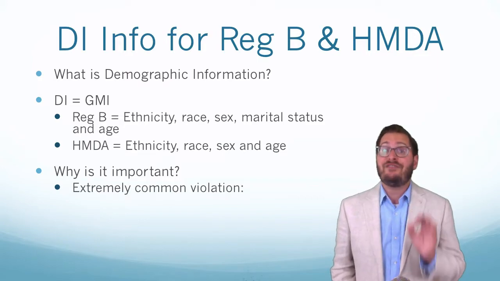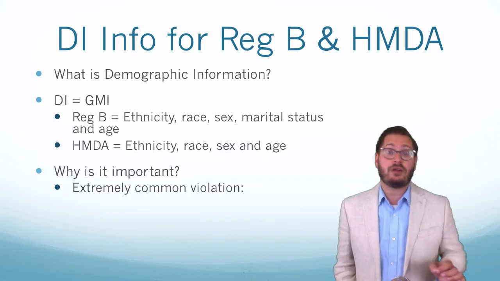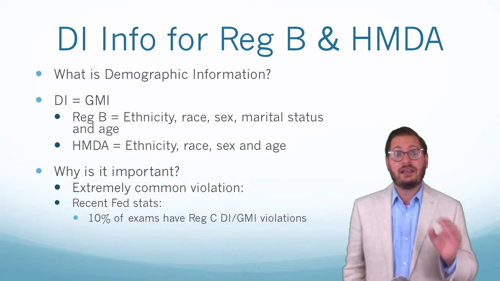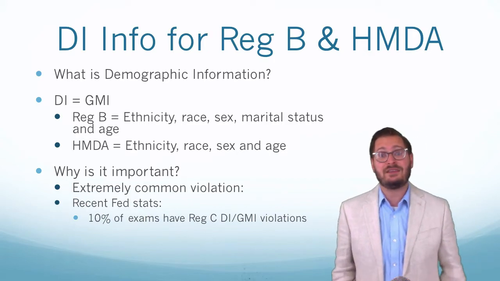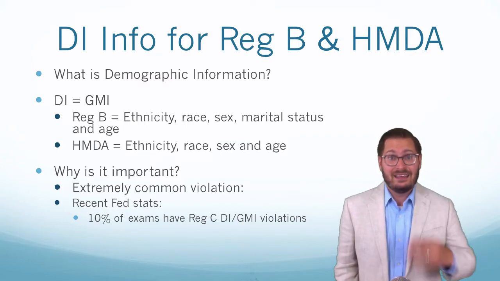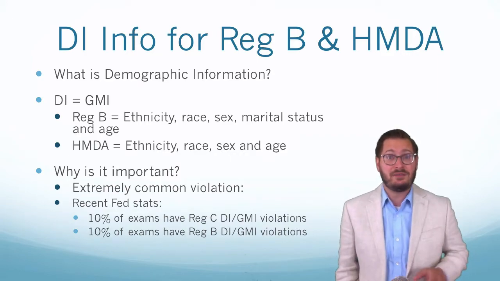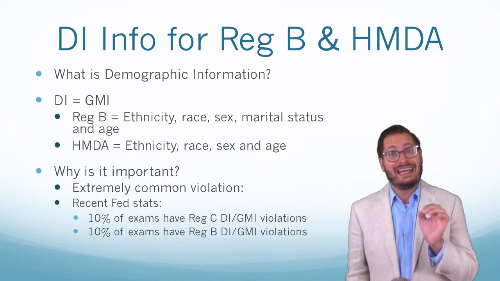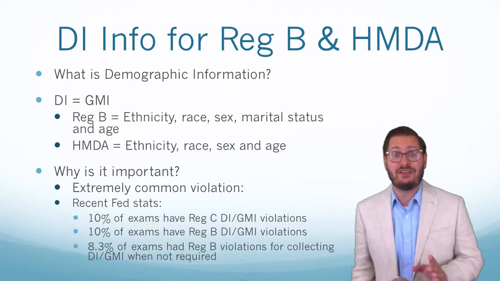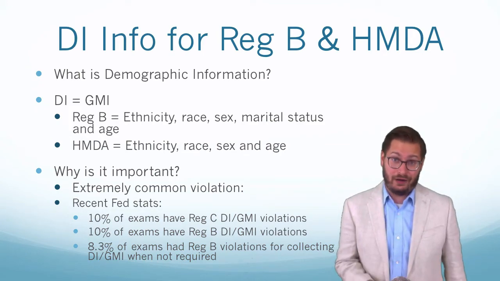In fact, the Federal Reserve recently gave us some statistics in regards to violations, both under Regulation B and under HMDA or Regulation C. Under Regulation B, they say 10% of exams have issues, under HMDA, for collecting the information wrong. Under Regulation B, it's the same. 10% of exams found violations for collecting it incorrectly. And in addition to that, 8.3% of exams had Reg B violations for collecting it when it was not required.